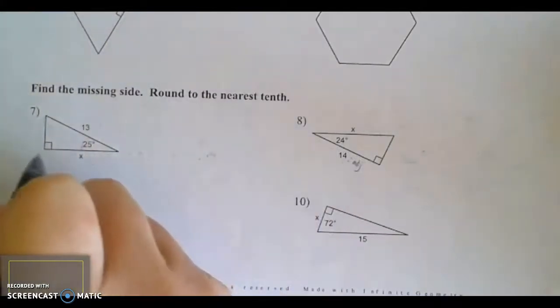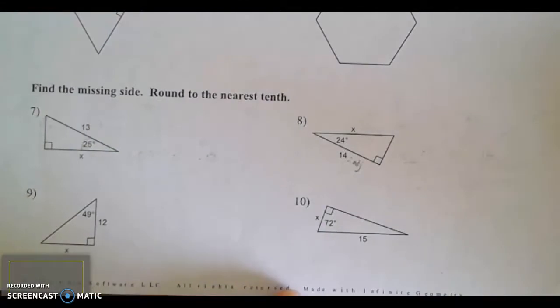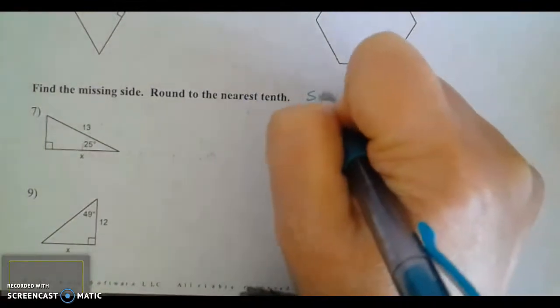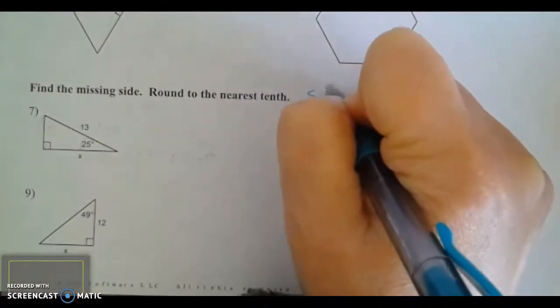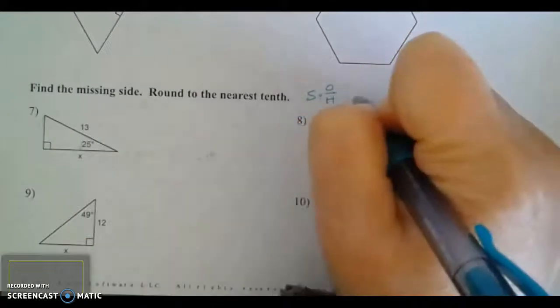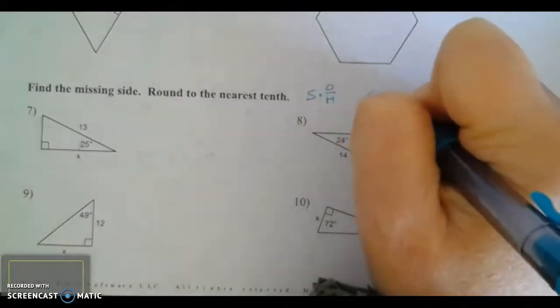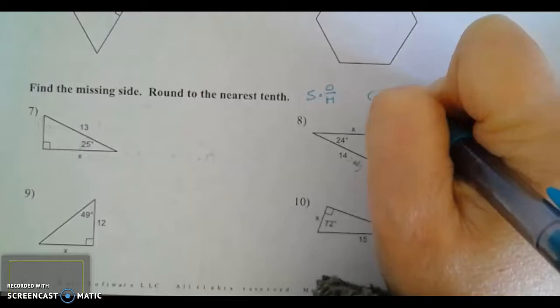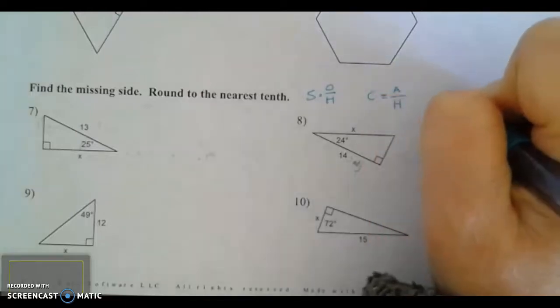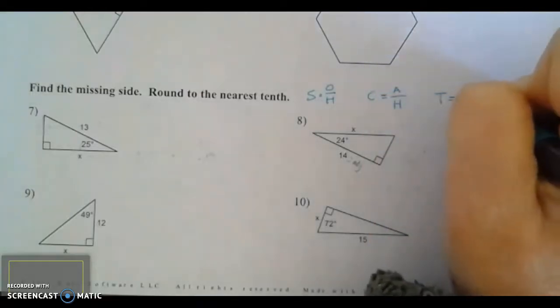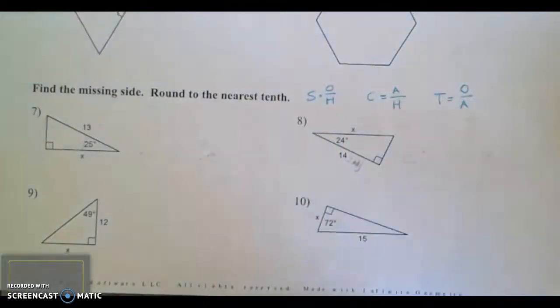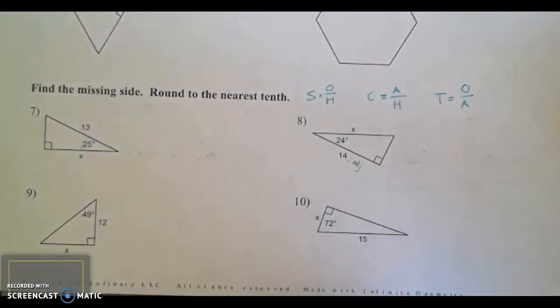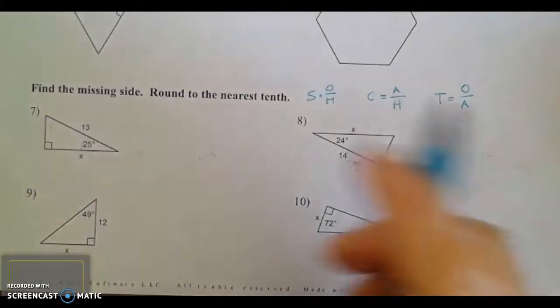So what are we given? All these are right angle triangles, so that means we can use our SOHCAHTOA. So sine is going to be opposite over hypotenuse. Cosine is going to be adjacent over hypotenuse, and TOA, tangent, is going to be opposite over adjacent. That's what SOHCAHTOA tells us, right? That's a mnemonic that's going to help you remember the sine, cosine, and tangent ratios.